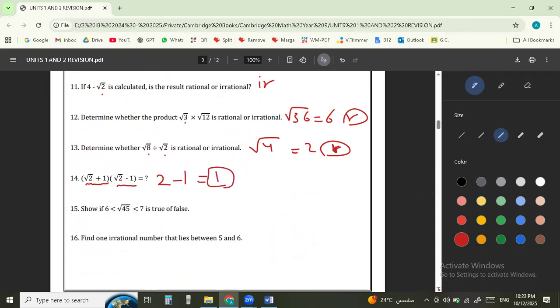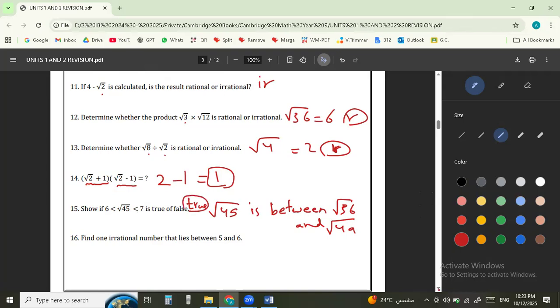Show if root of 45 is greater than 6 and less than 7 is true or false. So I'm going to show this way. Square root of 45, you can write it this way, is between root of 36 and root of 49. Yes, it is between them. So it is true. I'm going to write here the word true.